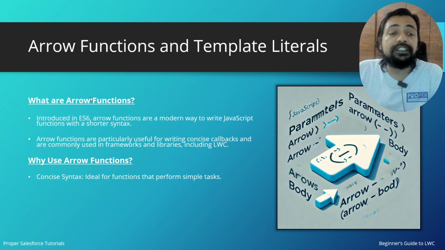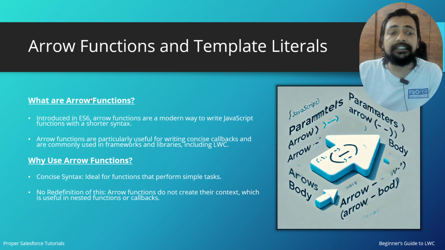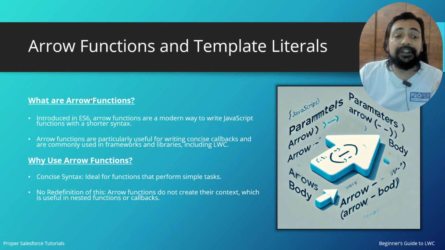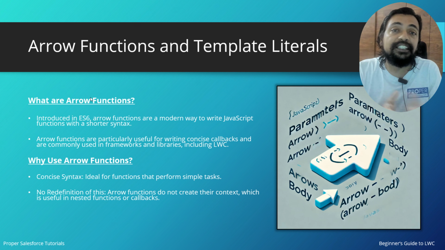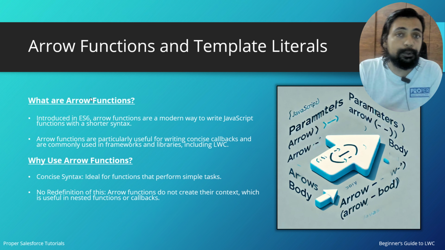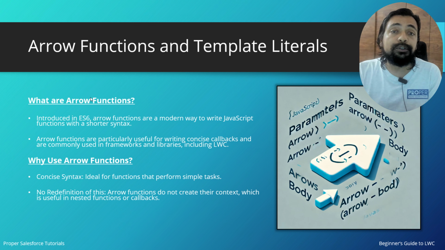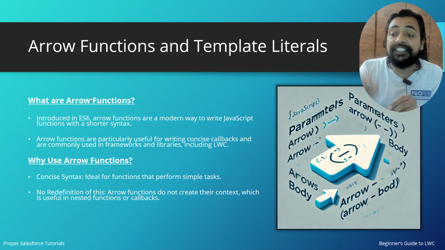Now why use arrow functions? First of all, because of the concise syntax, it is ideal for functions that perform simple tasks. You need not redefine this. Now arrow functions do not create their own context. What does it mean? Generally, when we call a function, it works under a certain context and creates its own context.